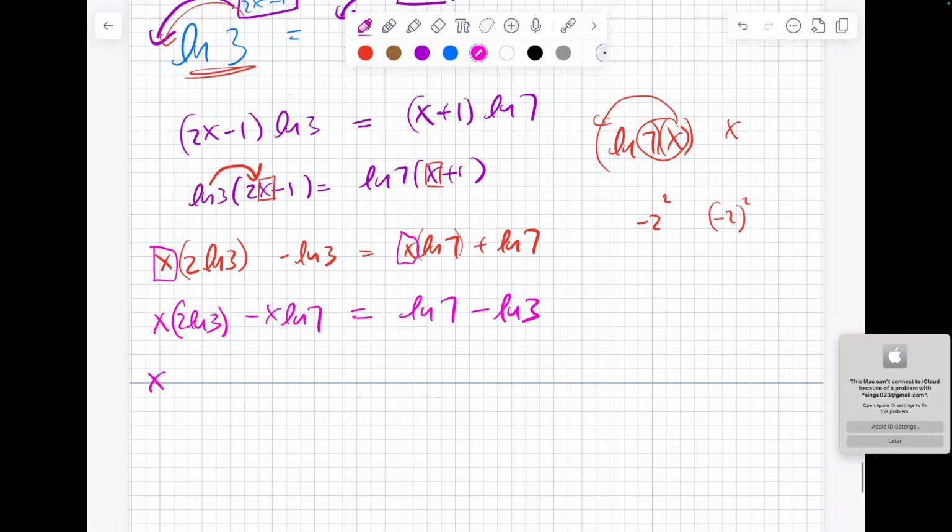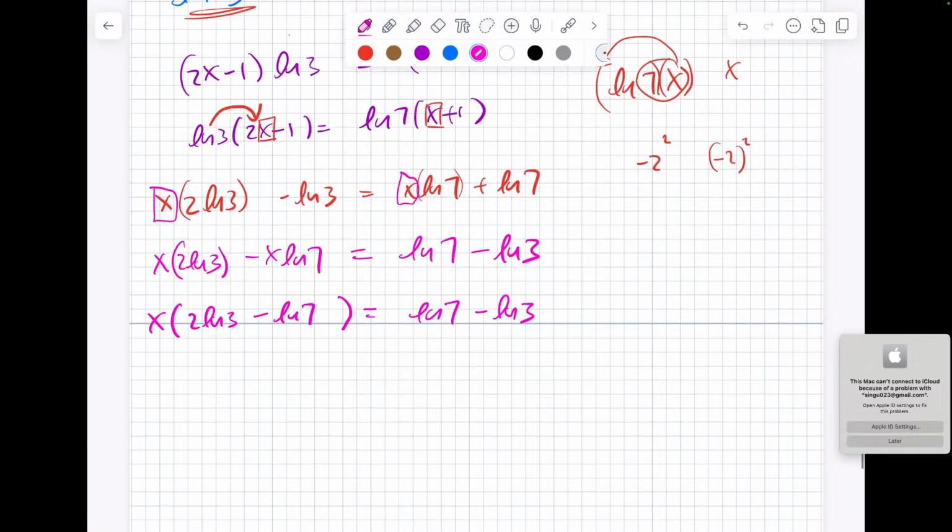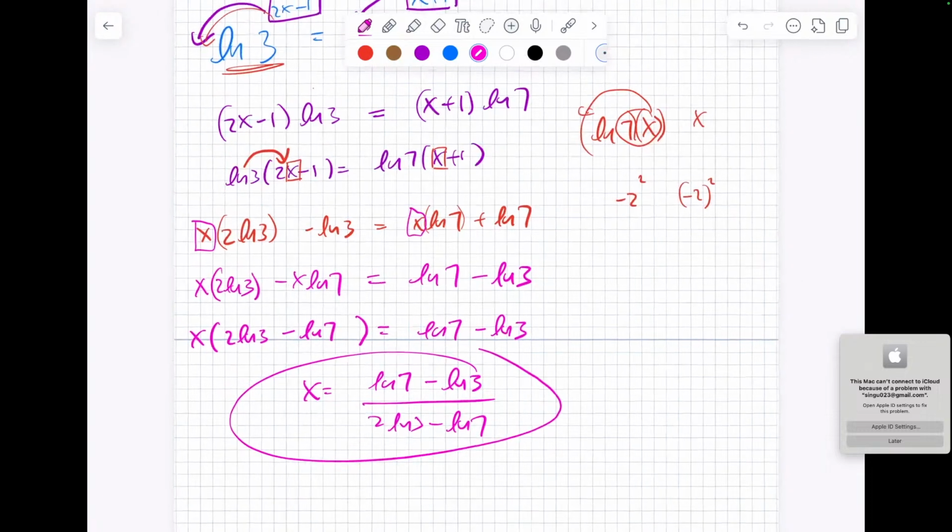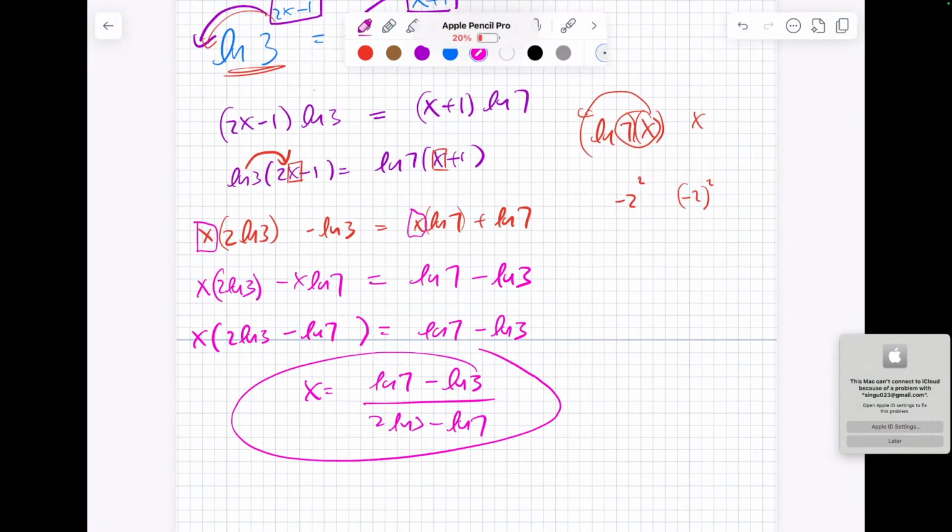Now I'm going to factor out x. So it'll be 2 ln 3 minus ln 7 is equal to ln 7 minus ln 3. And x is equal to ln 7 minus ln 3 over 2 ln 3 minus ln 7. Can you do that again, like 10 times longer?